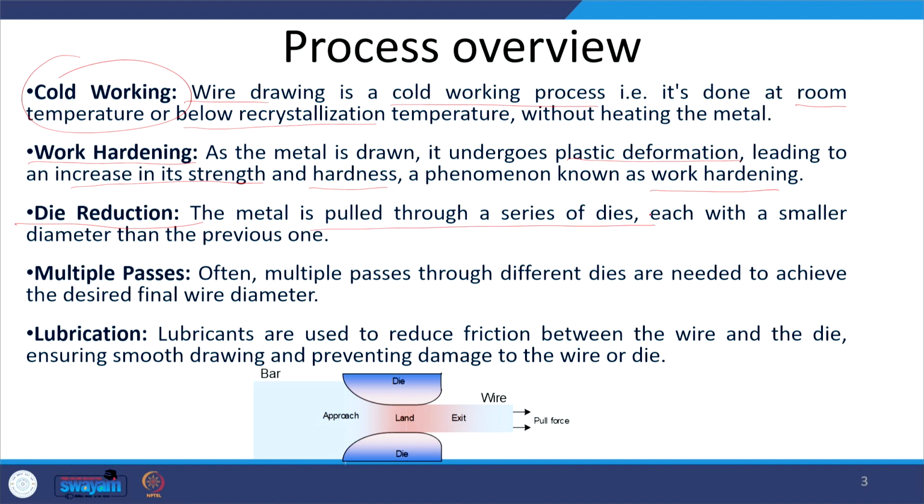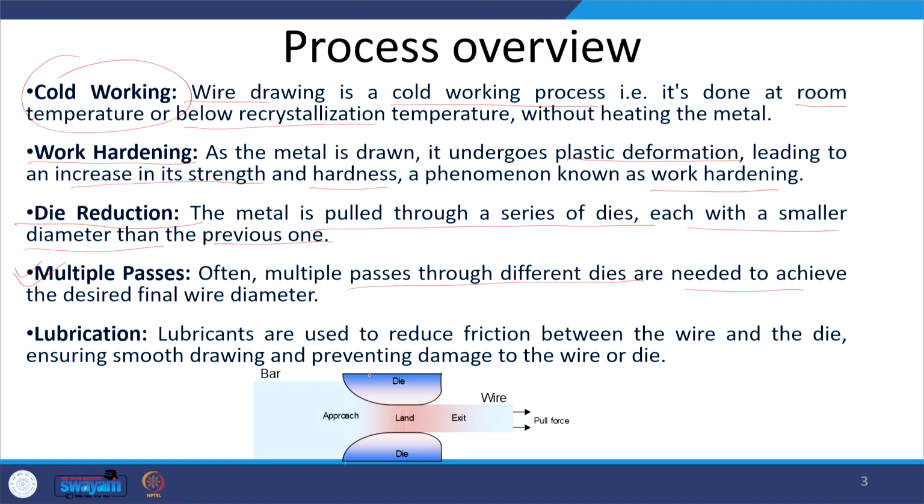Metal is pulled through either one die or a series of dies, until we get the desired reduction in diameter. Each die will be of a smaller diameter, and that will help in successively reducing the diameter of the material being pulled through the different dies, and therefore it is usually multi-pass. So, multiple passes through the different dies are needed to achieve the desired final wire diameter.